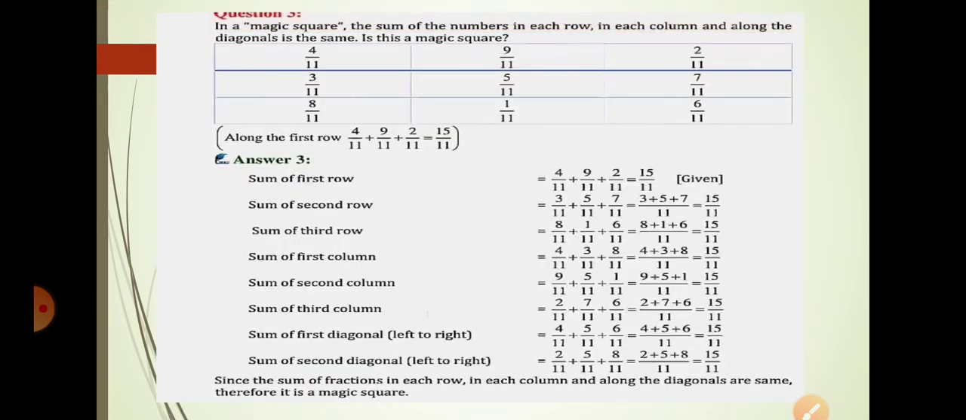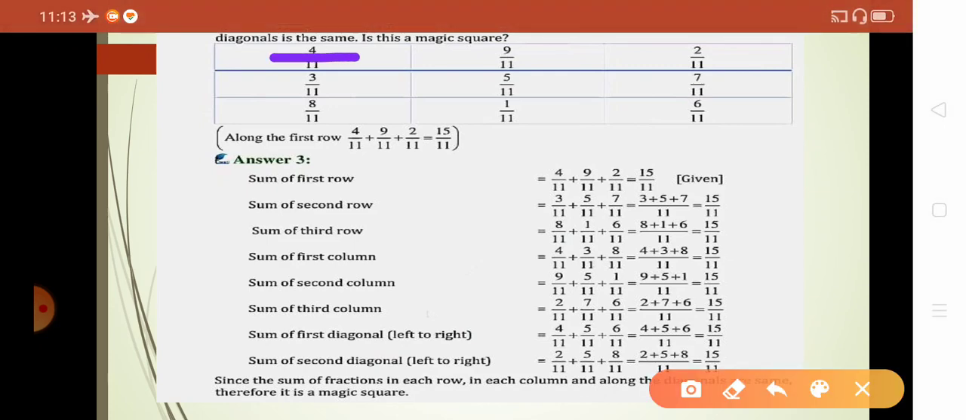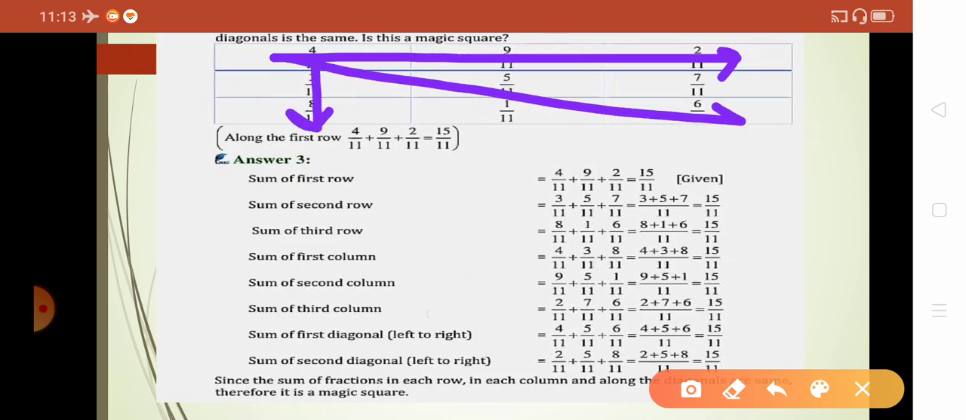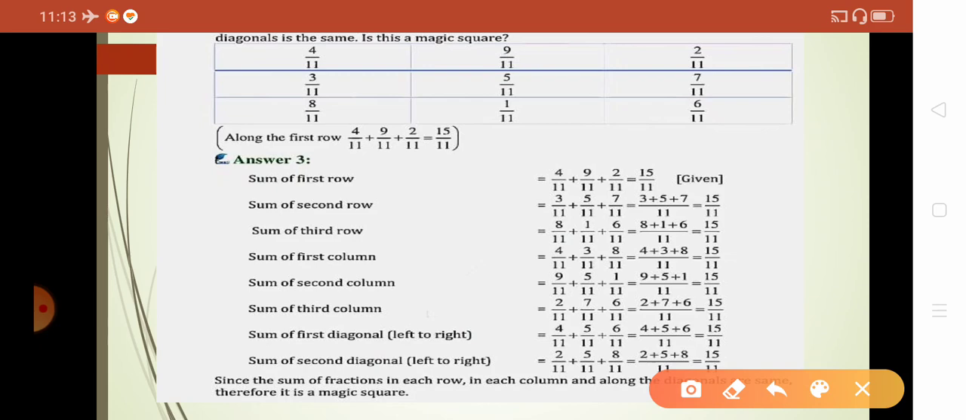Next question. In a magic square, the sum of the numbers in each row, in each column and along the diagonals is the same. In a magic square, in each column, in each row and at each diagonal, the sum is the same. So if this is a magic square, it will follow the same rule, that the sum of all rows, sum of all columns and sum of all diagonals must be equal.